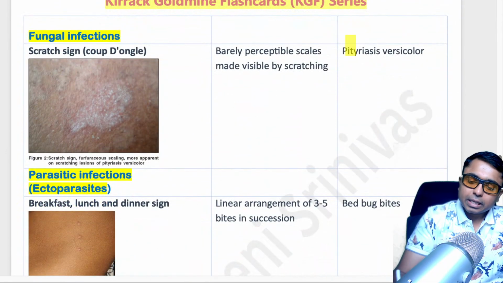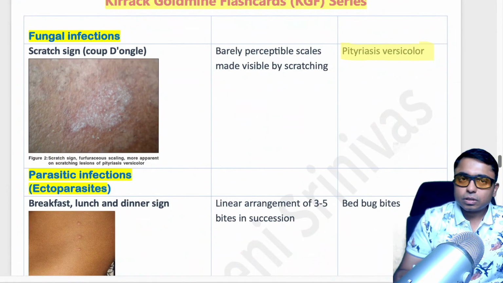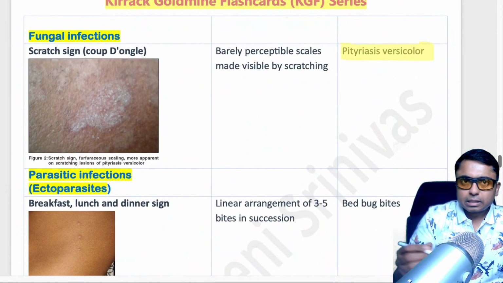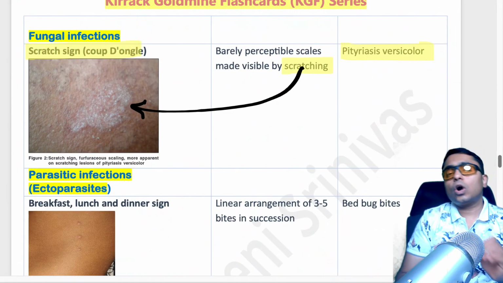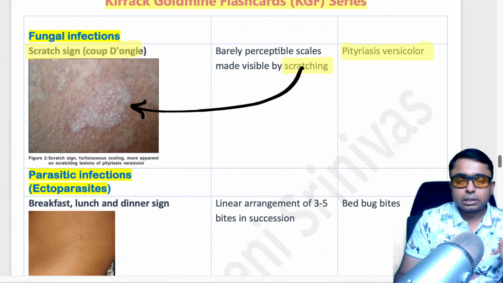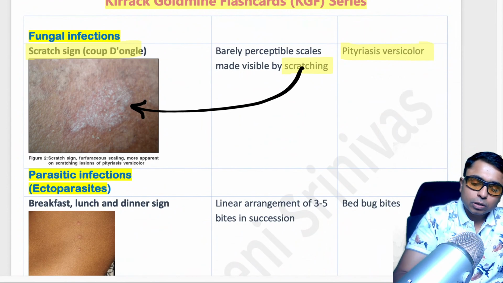Next, we have pityriasis versicolor, which is caused by Malassezia globosa and furfur. If the scaling is not evident, we can scratch the lesion, because of which the scaling will become prominent. This is what is called the scratch sign, or the Coupe d'Ongle sign, or, with one more name, the Besnier sign.